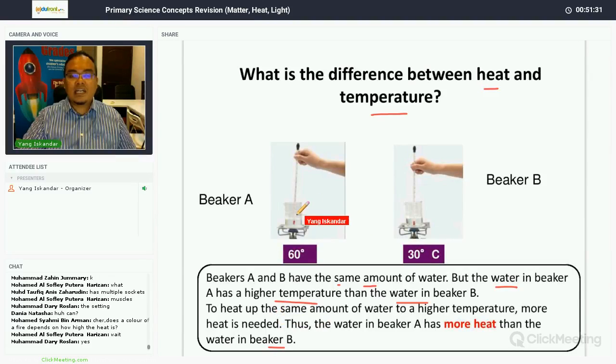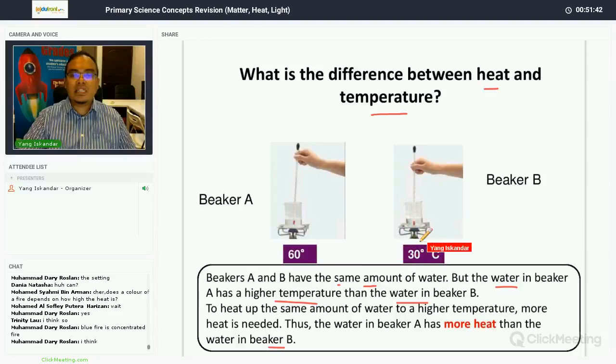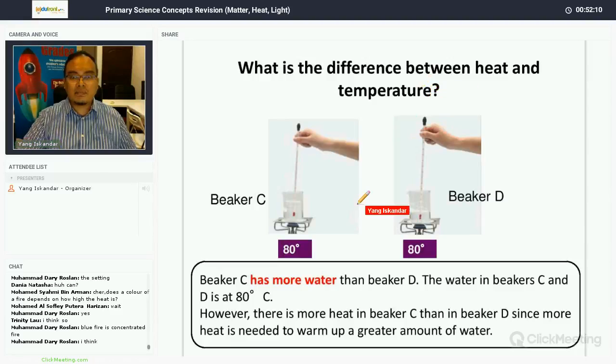Now, I repeat again. Both beaker A and beaker B have the same amount of water, but in beaker A the temperature is 60 degrees Celsius, and in beaker B the temperature is 30 degrees Celsius. You need more heat to increase the temperature of beaker A to 60, but in beaker B the water is only 30 degrees Celsius. So we can say that the water in beaker A has more heat than the water in beaker B. Now let's take a look at the next example, then you can understand more clearly the difference between heat and temperature.